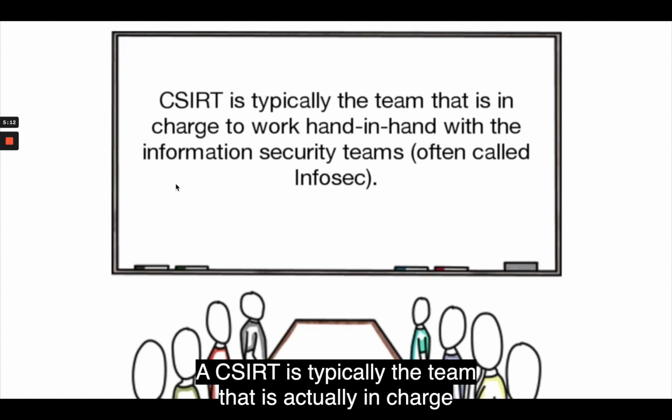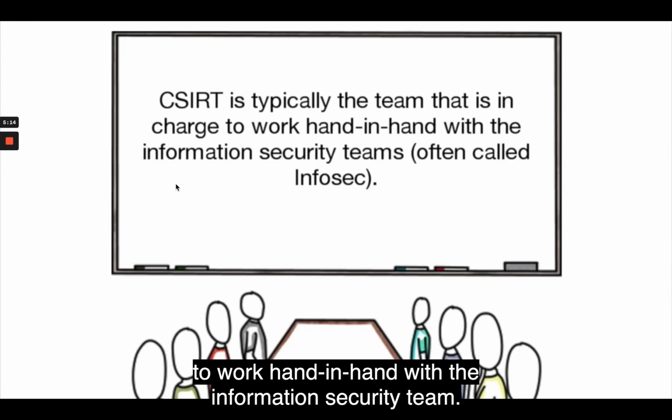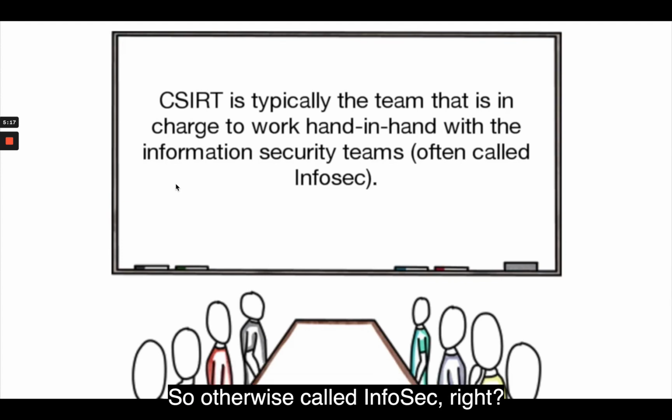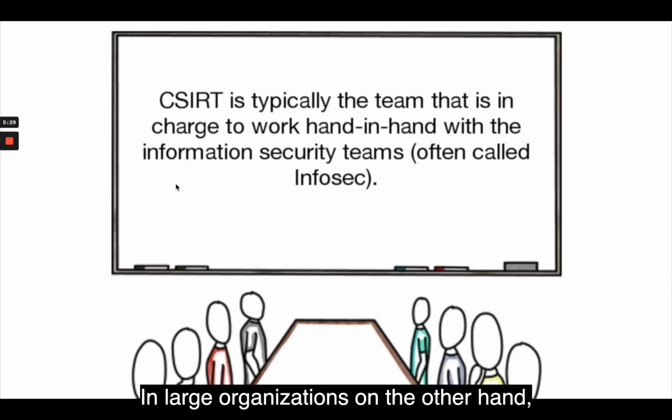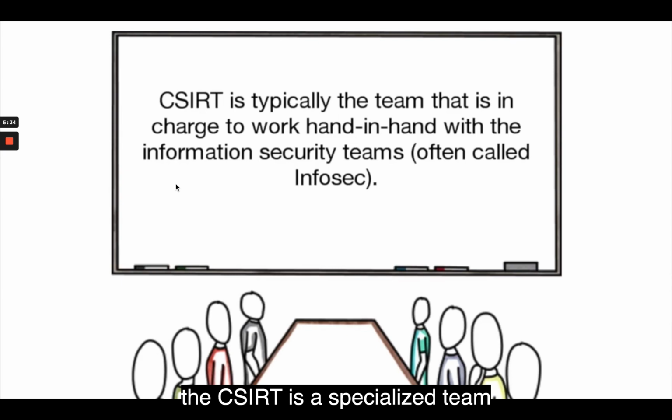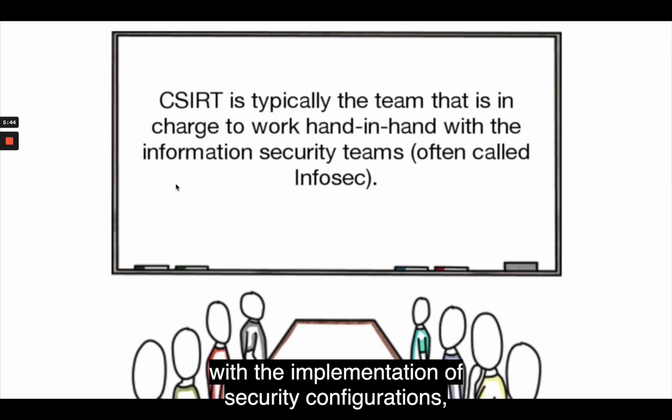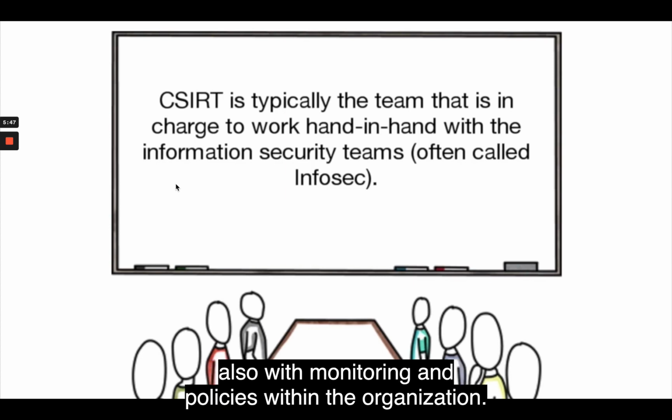A CSIRT is typically the team that is in charge to work hand in hand with the information security team, otherwise called InfoSec, right? With smaller organizations, basically the InfoSec and the CSIRT may actually be exactly the same team. In large organizations, on the other hand, the CSIRT is a specialized team that carries out the investigation of computer security incidents, and the InfoSec team is tasked with the implementation of security configurations, also with monitoring and policies within the organization.